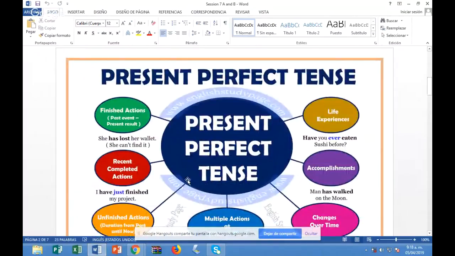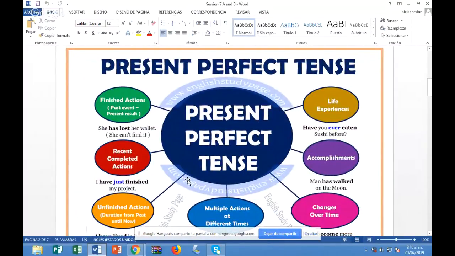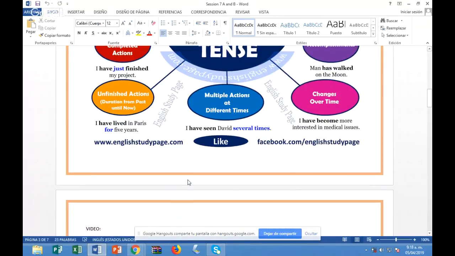The present perfect tense is used for finished actions, past events, with present results. She has lost her wallet. She can't find it. Present completed actions. I have just finished my project. Unfinished actions. Duration from past until now. I have lived in Paris for 5 years.